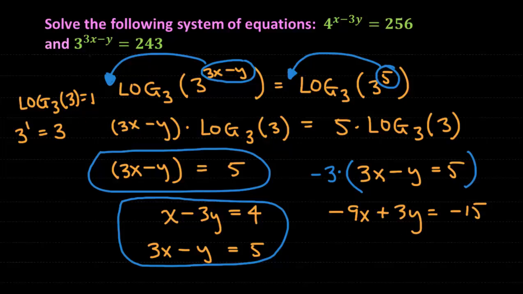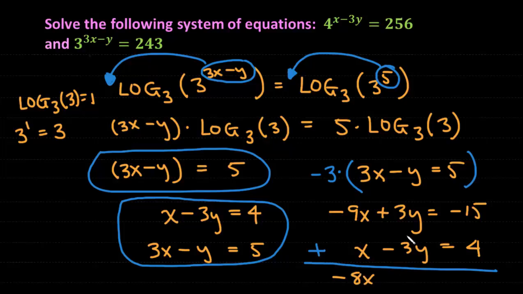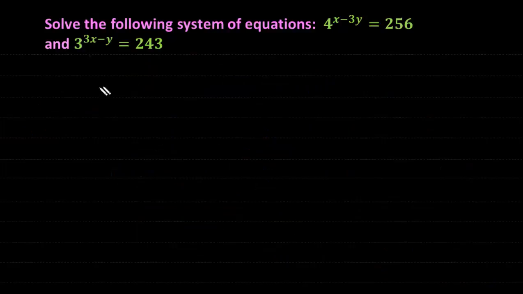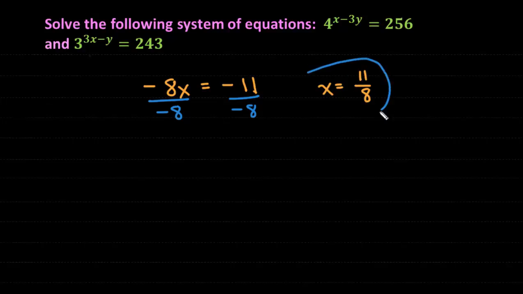And let's add that to the other equation, which we write down as just x minus 3y is equal to 4. So now we have negative 9x plus x, which gives you negative 8x. You have 3y minus 3y, which gives you 0y. And then we have negative 15 plus 4, which is negative 11. Quickly simplifying this expression gives us negative 8x is equal to negative 11. And so if we divide by negative 8 on both sides, we finally get x is equal to 11/8. And so we have the solution for x for this system of equations.